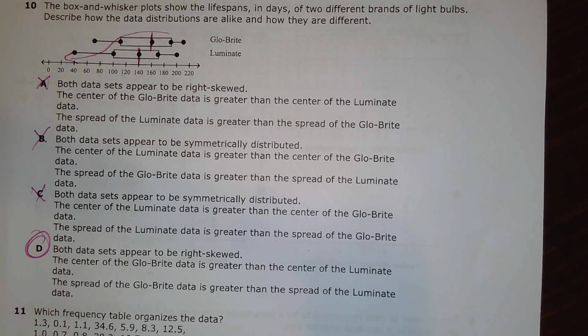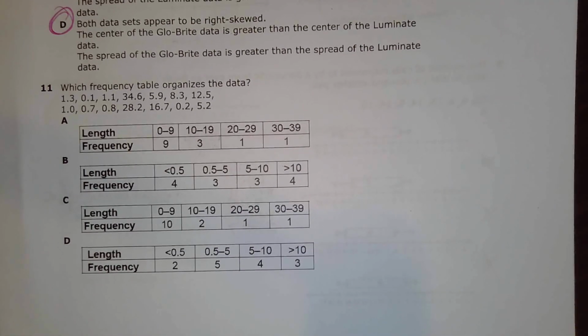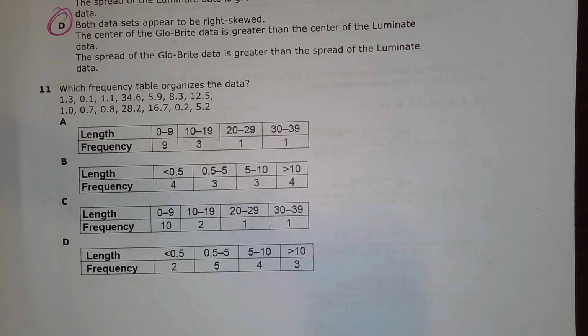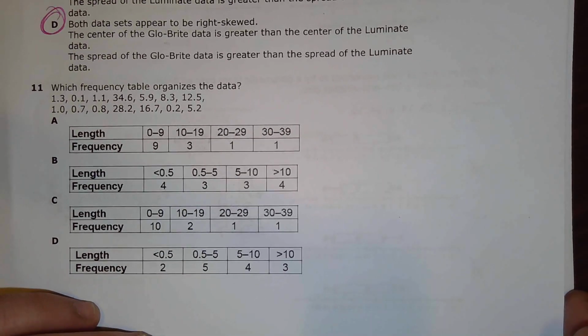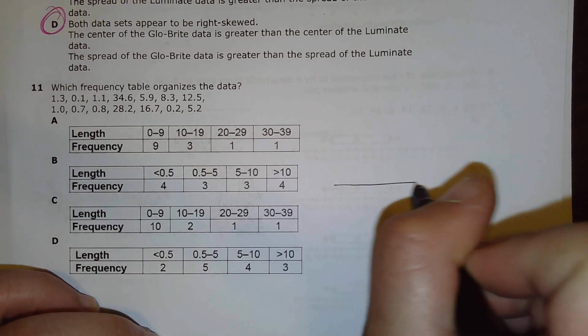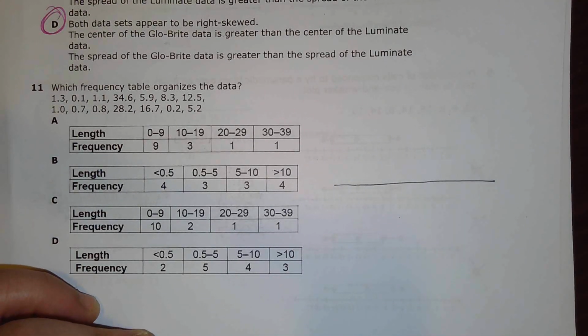For number 11. All right, let me scoot this up a bit. Okay, number 11. This is a good one, okay? So we can make this pretty short and sweet and simple. We're going to make a dot plot, all right? And we're just going to use ranges, okay?